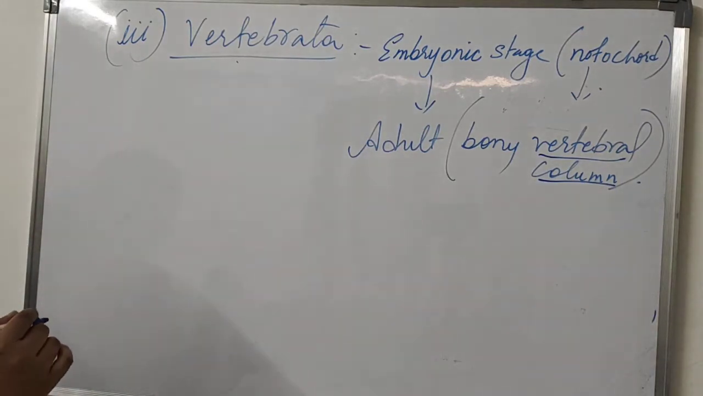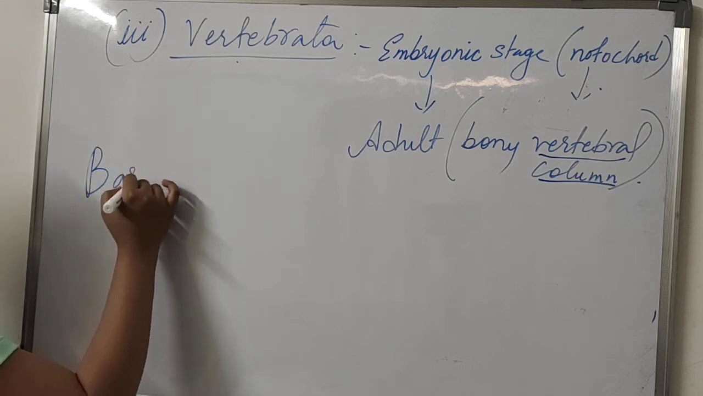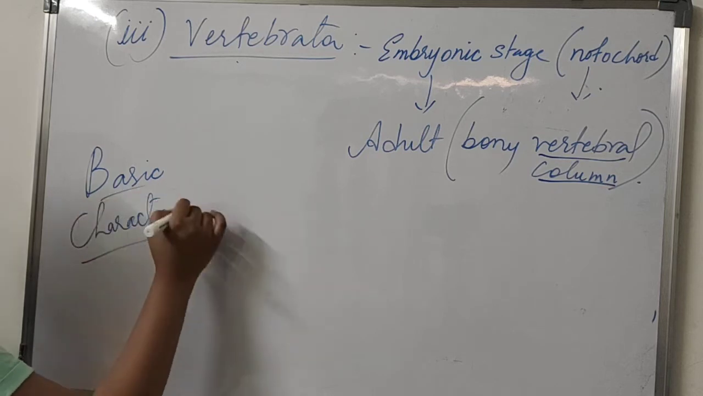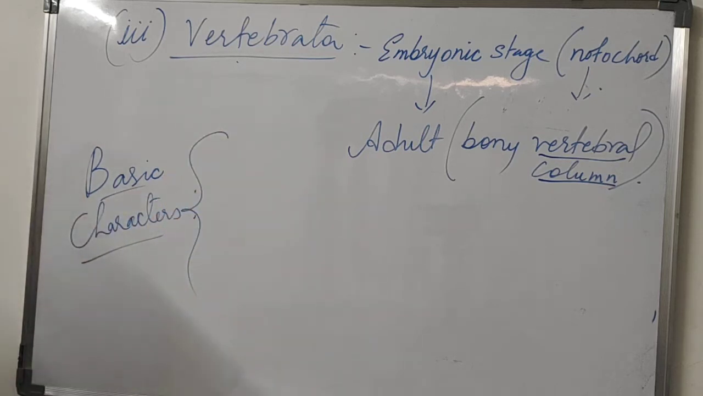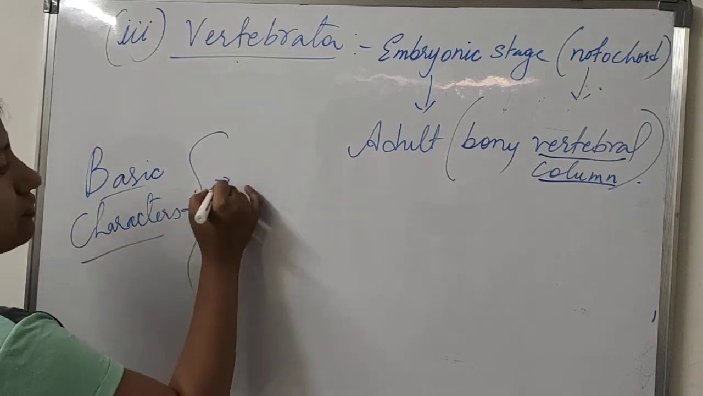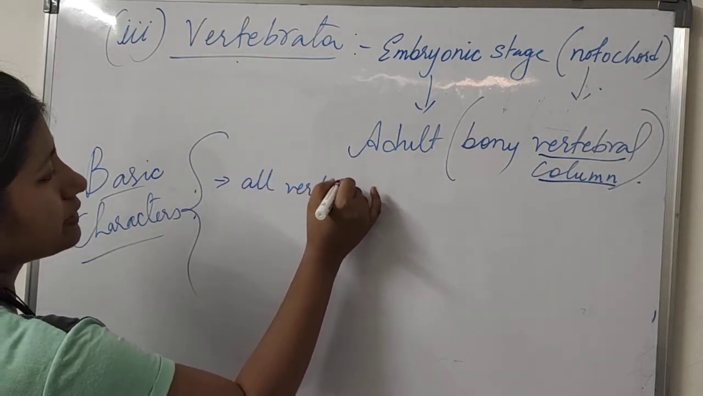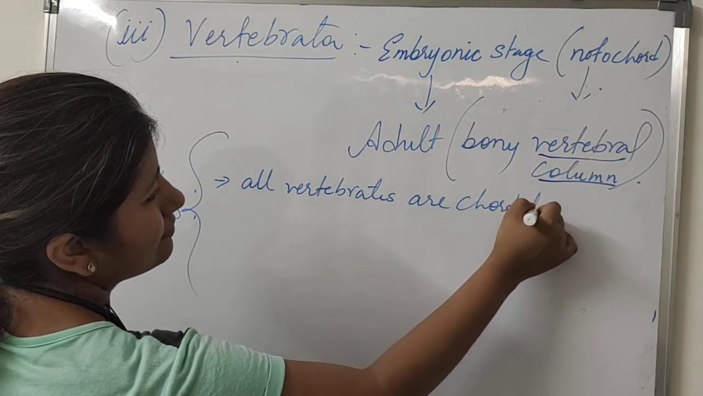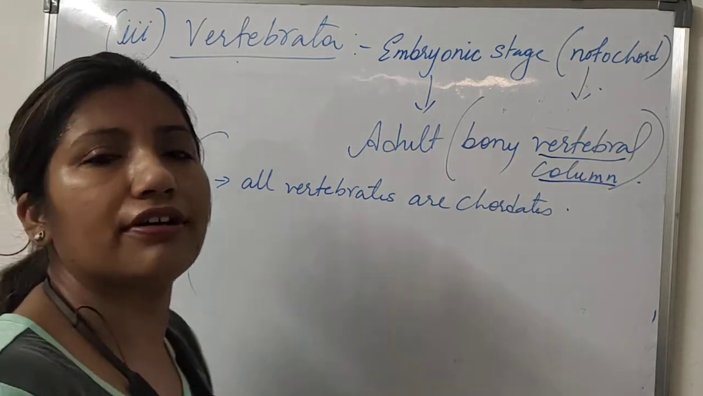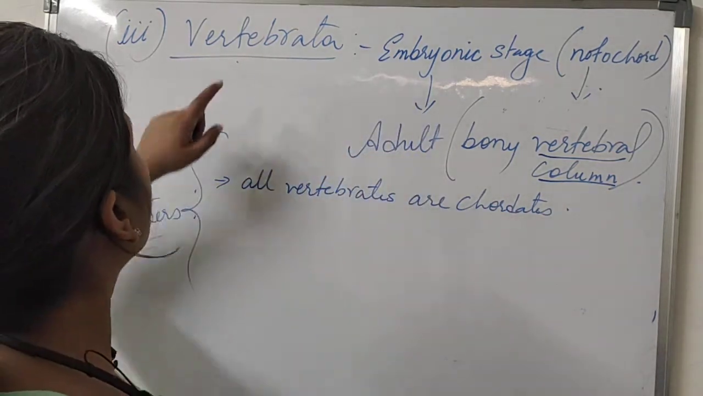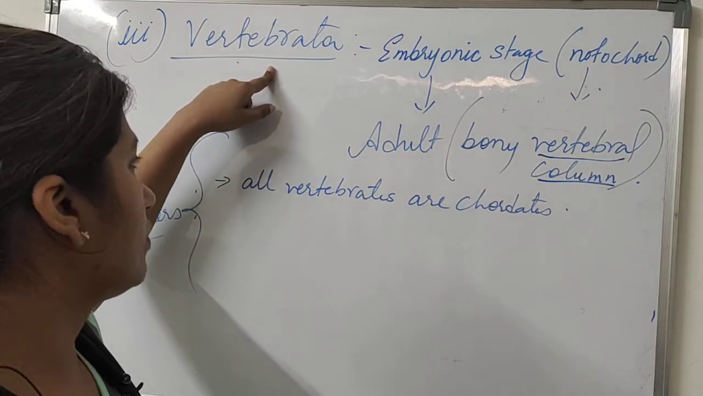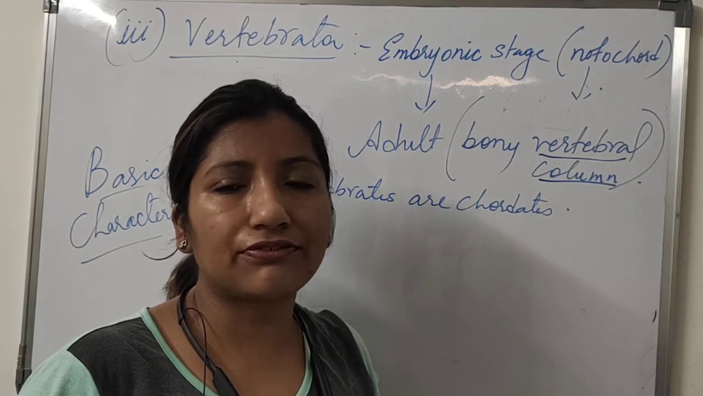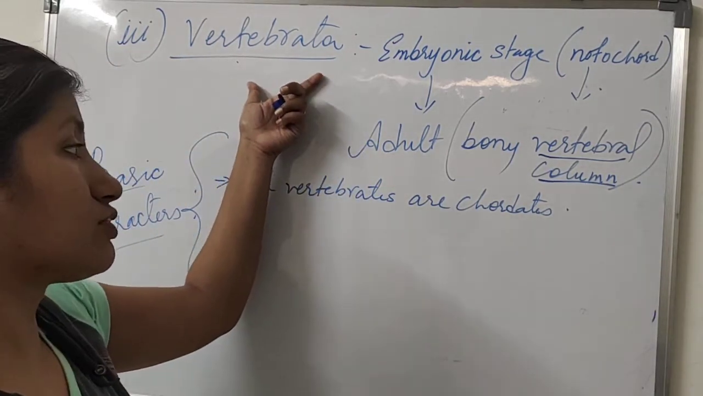So we'll see some basic characters of vertebrata, which are present in all the classes of vertebrata. The first character is that all vertebrates are chordates. We are learning phylum Chordata now, and vertebrata come under phylum Chordata. Like cephalochordates and urochordates also come under phylum Chordata, likewise vertebrata also come under Chordata.